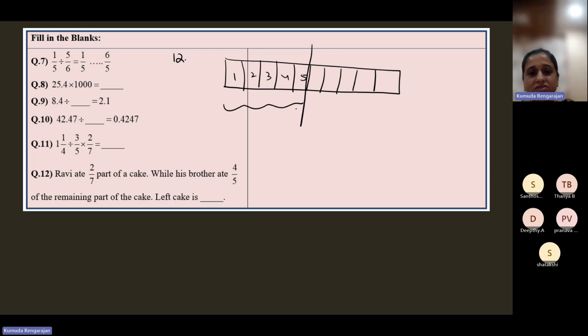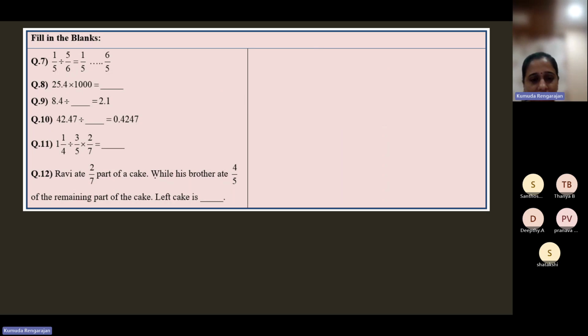If another person eats half of the remainder, how much is remaining? These 5 pieces remain, and half of this is 2.5. So we need to take care when it is something of the remaining part. Ravi ate 2/7 part of a cake while his brother ate 4/5 of the remaining part of the cake. You need to find what is left.